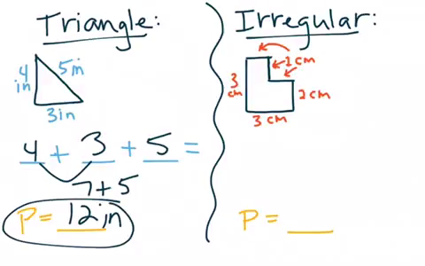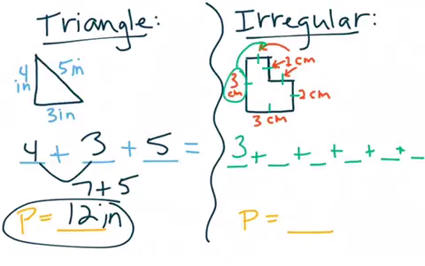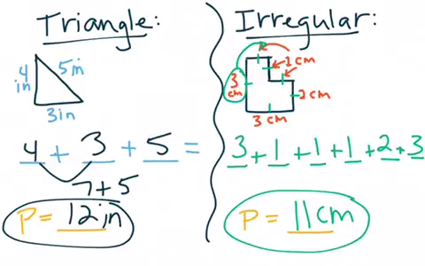Now here's our irregular shape. So let's count how many sides we have. We have 1, 2, 3, 4, 5, 6 sides. So I'm just going to draw out 6 lines. That way I'm making sure that I'm adding enough numbers together. So I'm going to start right here with the 3. And I'm going to go around this way. So I know that this is 1, I have another 1, I have another 1, I have a 2, and I have another 3. And then I'm going to add them together. 3 plus 1 is 4, 4 plus 1 is 5, 5 plus 1 is 6, 6 plus 2 is 8, 8 plus 3 is 11. So that means that the perimeter of this irregular shape would be 11 centimeters.